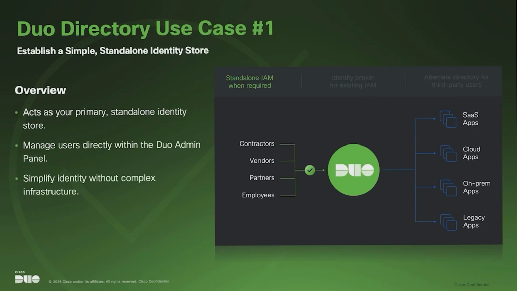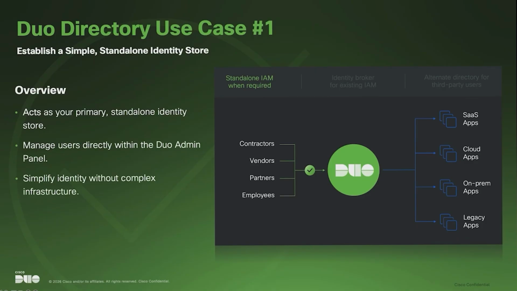In our first use case, we'll explore how Duo Directory provides a straightforward identity solution for organizations seeking a simple, standalone identity store. If your organization doesn't have a large, complex Active Directory environment or a dedicated identity provider, Duo Directory can serve as your primary standalone identity store. You can create and manage users directly within the Duo admin panel, providing a simple yet robust solution for securing access. This eliminates the need for additional infrastructure, making it an ideal choice for cloud-first strategies or smaller teams looking for an agile identity solution.